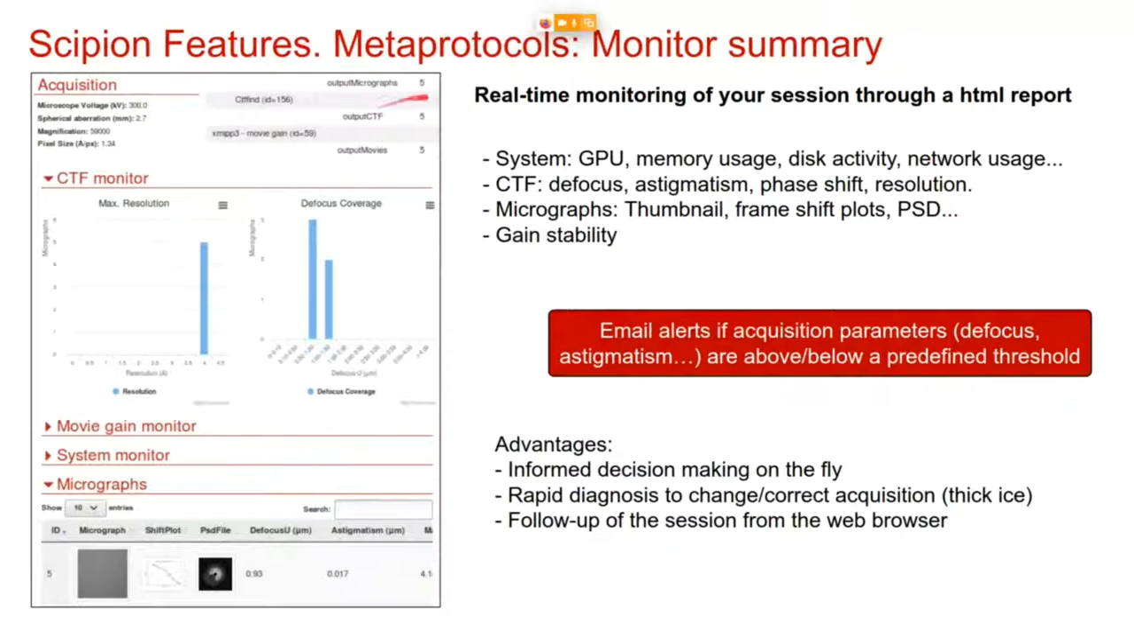So, another of the main things: we talked before about the specific plugin for facilities. These plugins comprise a lot of monitors that keep track of system usage, GPU, memory usage, disk activity, network usage, but also CTF parameters, defocus, astigmatism, resolution. You can see thumbnails of micrographs and also keep track of the stability of the gain.